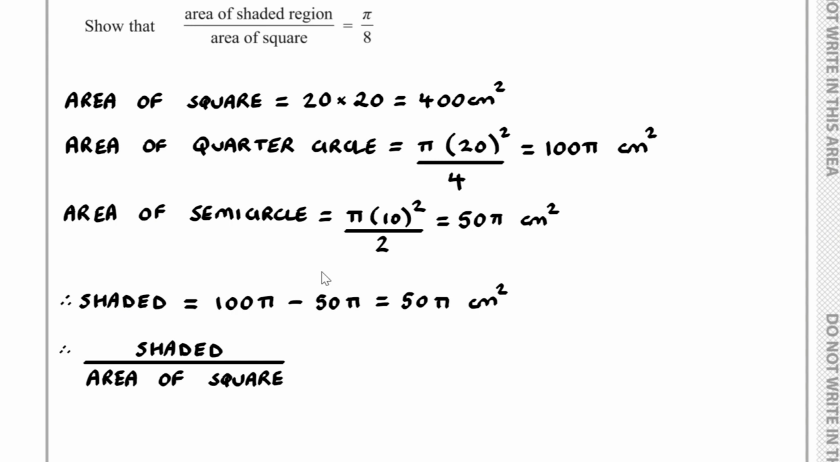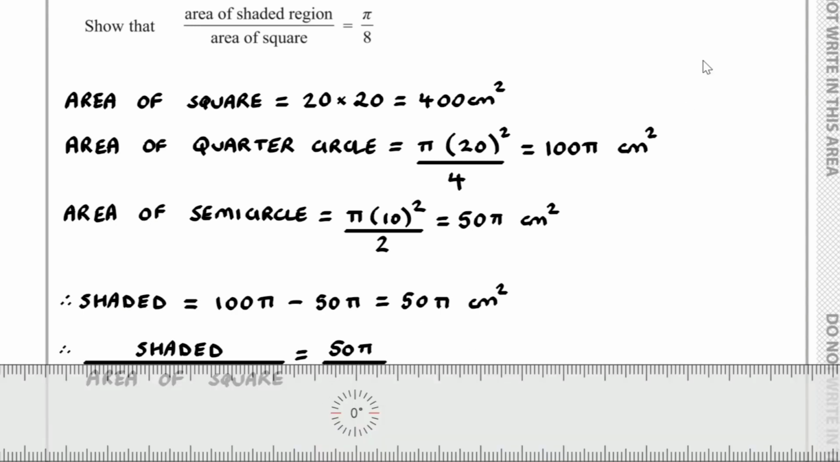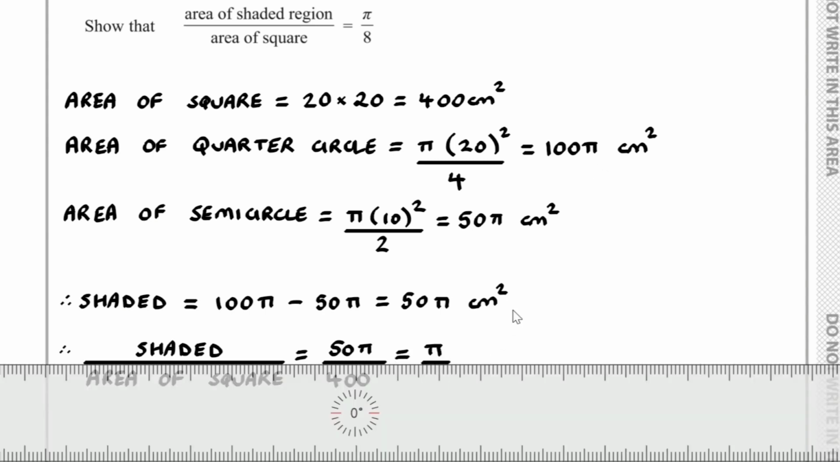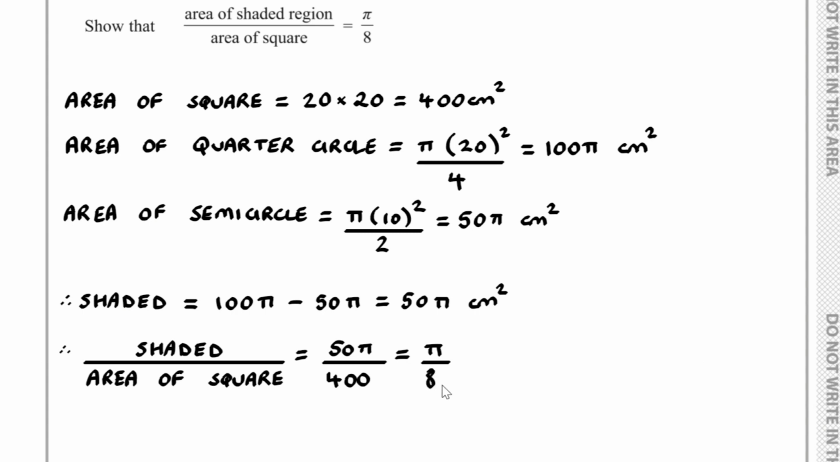And so therefore, what we require is the shaded area over the area of the square. So we have 50 pi divided by 400. If I work this out, we get pi over 8. And that's exactly what we wanted to show.